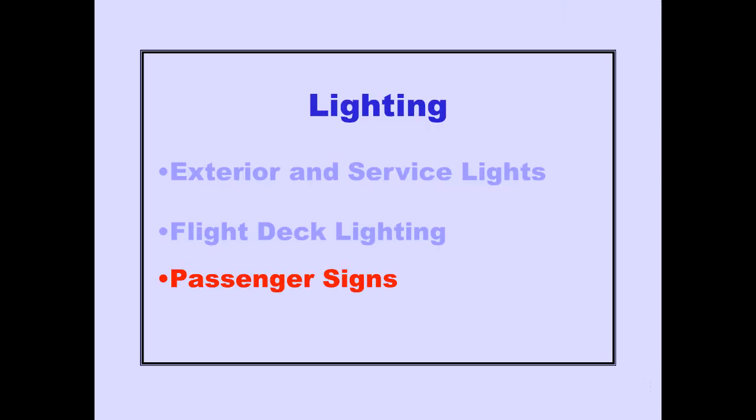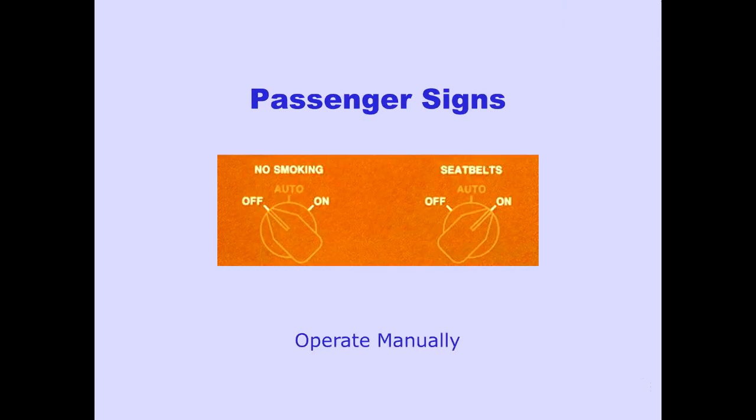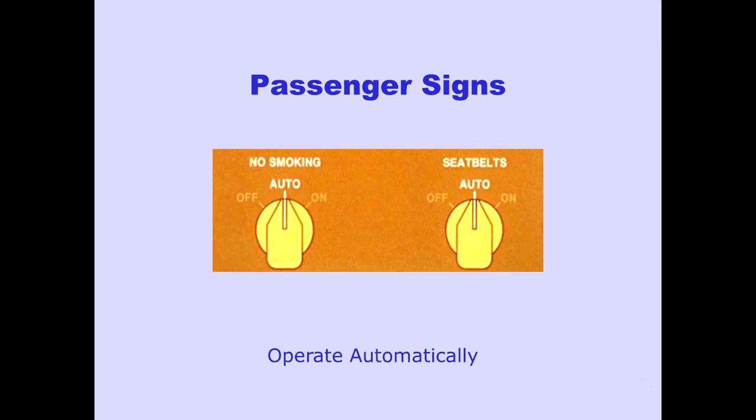Now let's look at passenger signs. Controls for the passenger no smoking and fasten seatbelt signs are located on the aisle stand. When the selectors are positioned off or on, the no smoking and seatbelt signs are operated manually. When the selectors are in auto, the signs are operated automatically.